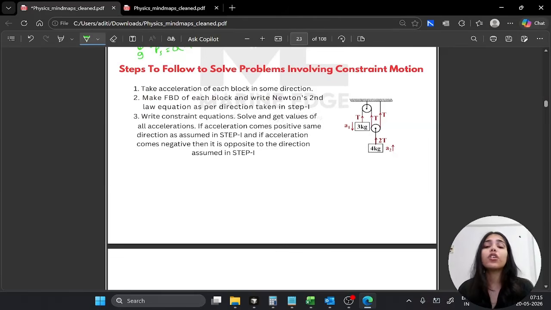Next, we have the process to solve a pulley problem. What are the assumptions or what is the process? First of all, we take the acceleration of each block in some direction. Let's say for this pulley problem, this is a 3 kg block and this is a 4 kg block, and we are assuming for now that because of the 3 kg block, it will go down and the 4 kg block will start coming upward. Why do we have 2T here and just T there? Because we have two strings here pulling it upward, so the resultant force here will be 2T upward. Now we'll draw the FBD of each of these blocks one by one.